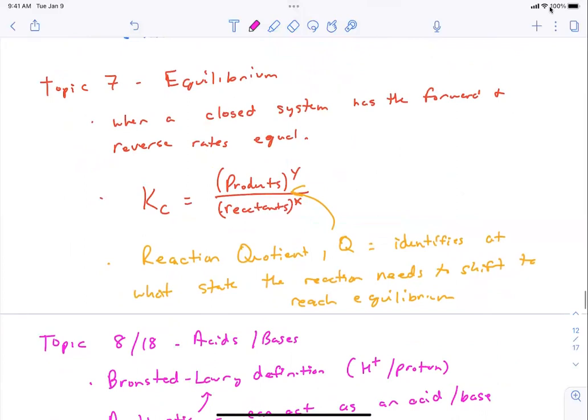Okay. Topic 7, equilibrium. Okay. When the rates of the forward and reverse reactions are equal, knowing that it's products over reactants where y and x are the coefficients as exponents. And then knowing that reaction quotient is the same calculation, but just not at equilibrium, to allow us to know which way the reaction has to go to reach equilibrium.